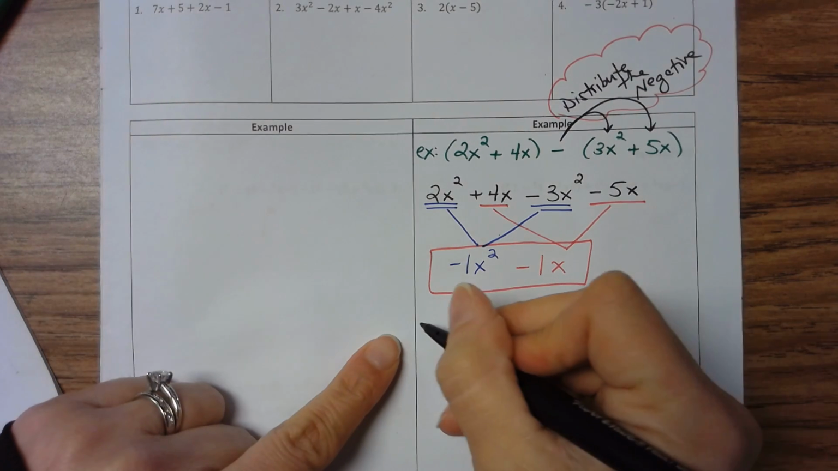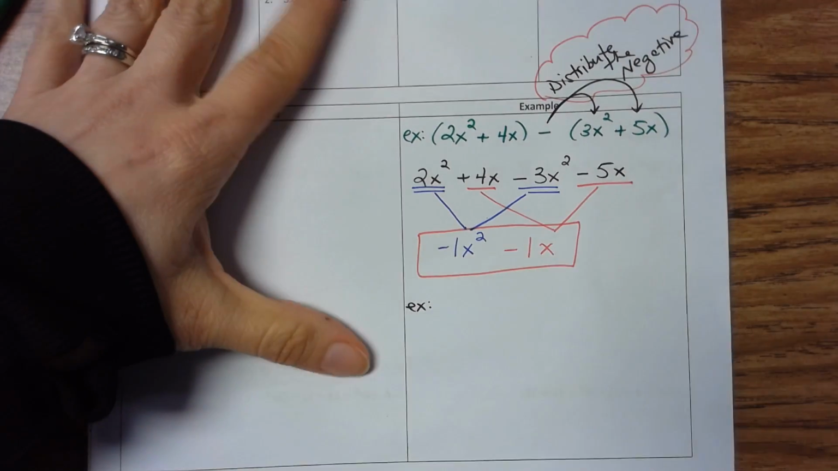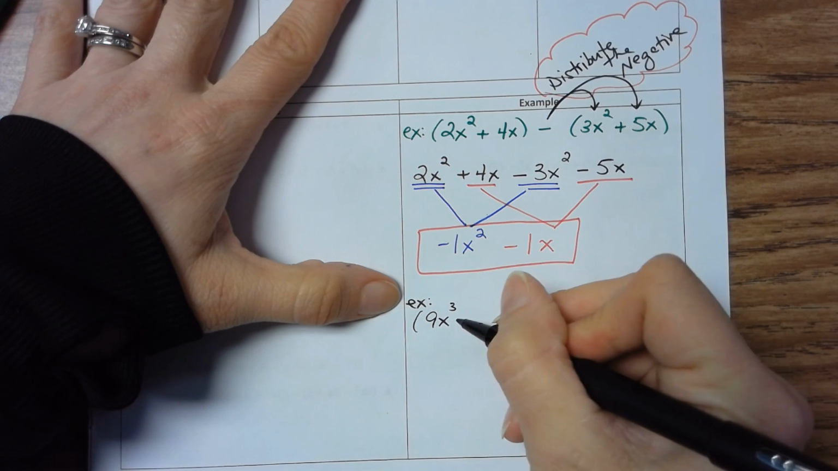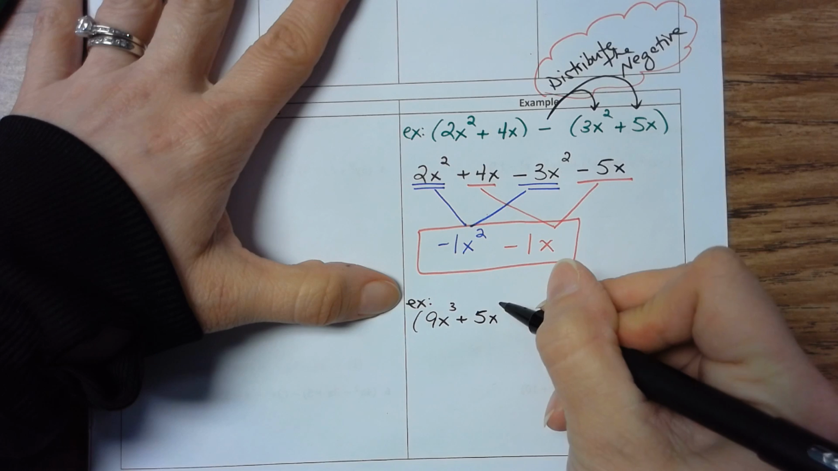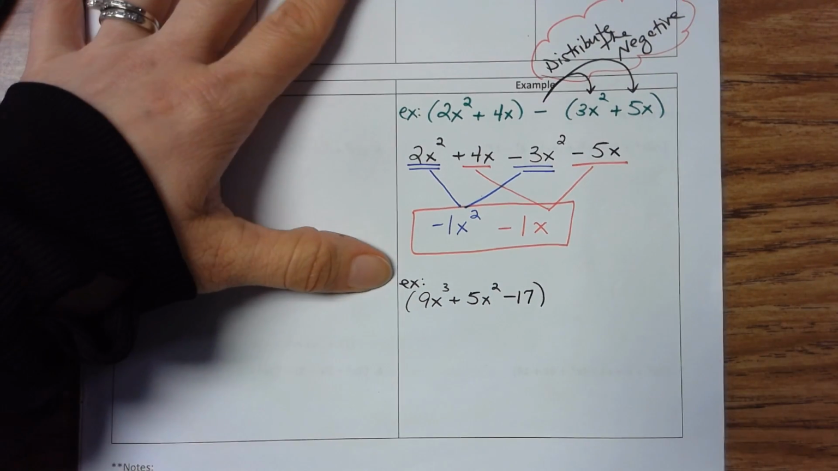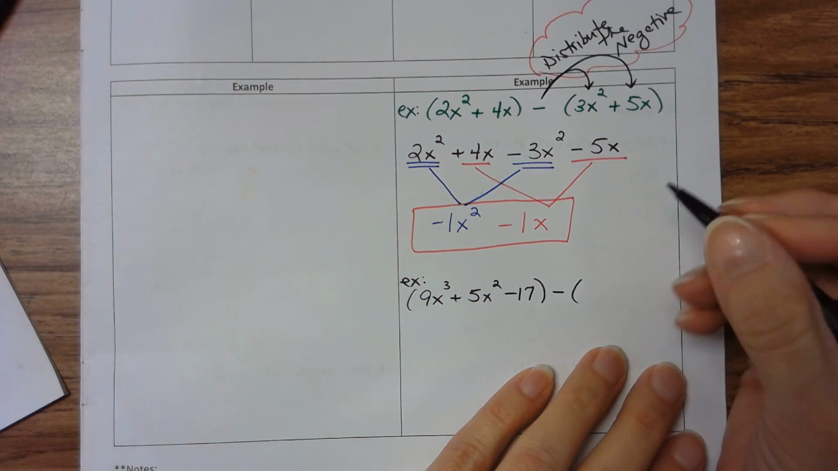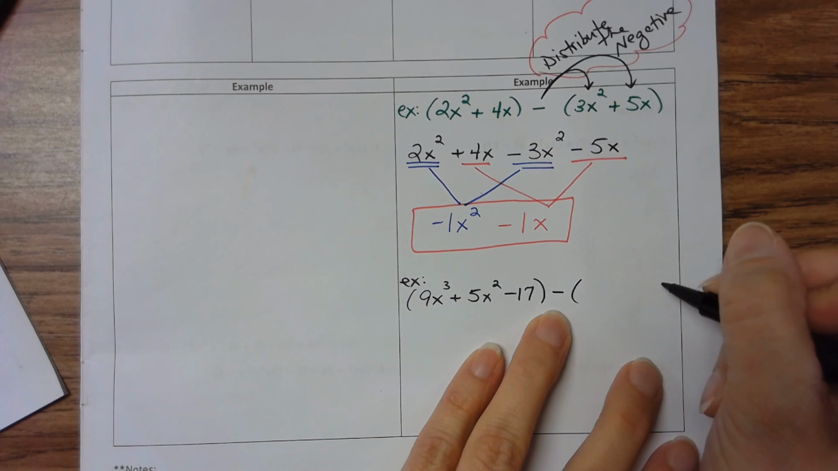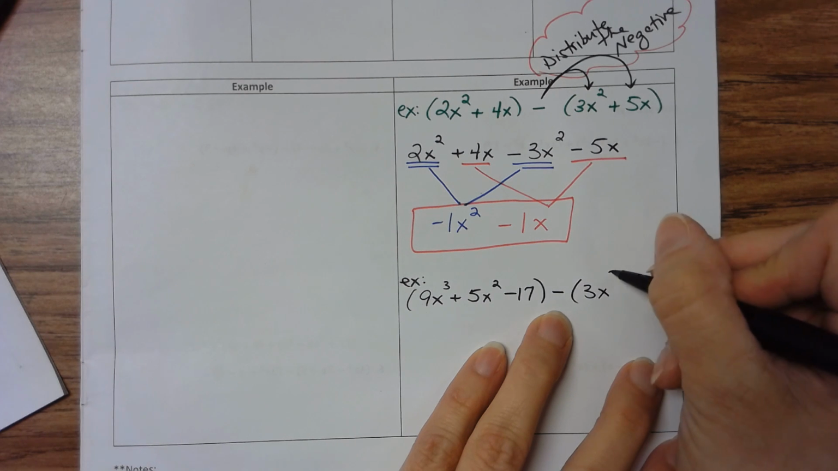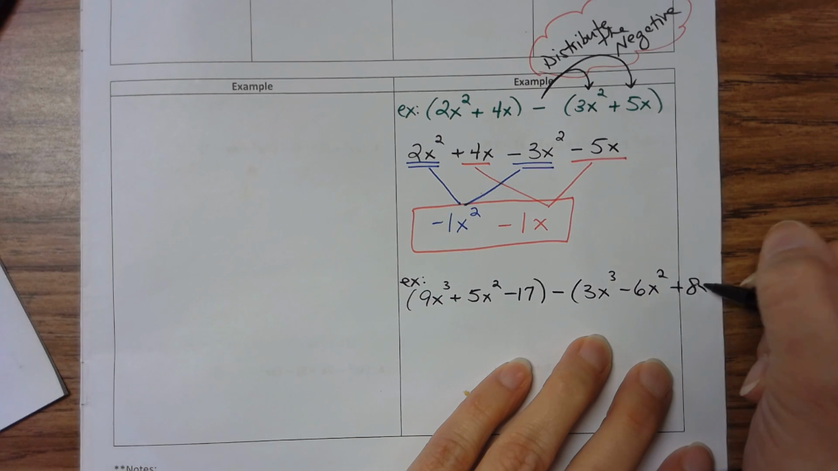All right, let's take a look at that second example that we had. I think we had a trinomial plus a trinomial. So what we're going to do is take 9x cubed plus 5x squared minus 17, which was the first polynomial that we did on the adding side. But now we're going to subtract the second polynomial. I can tell the entire polynomial has to get subtracted because of these parentheses: 3x cubed minus 6x squared plus 8x.